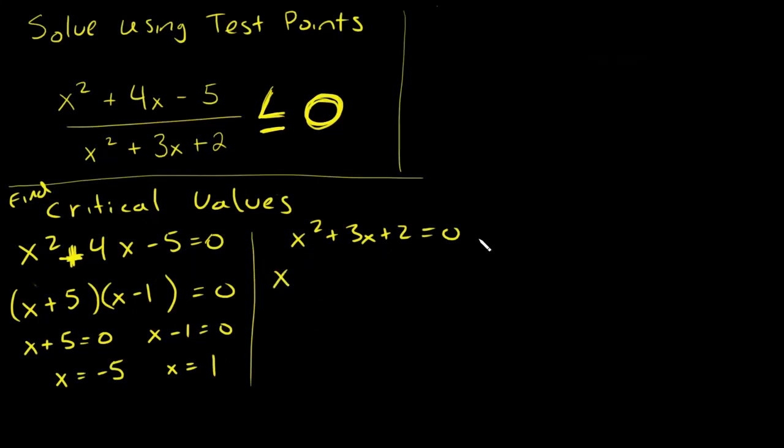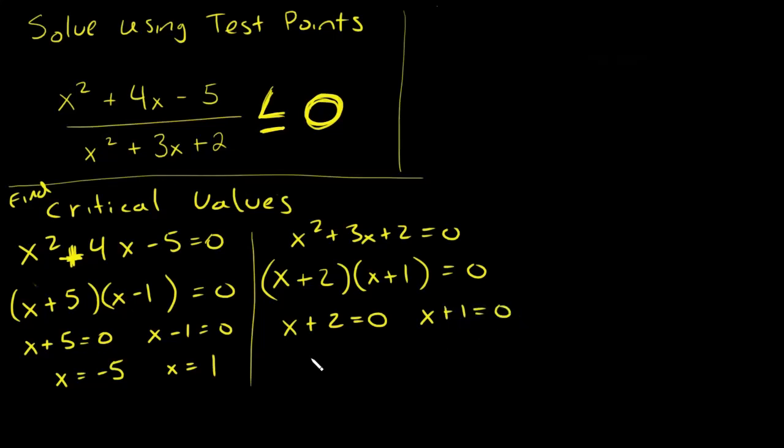And then for the denominator, let's do the same method. Multiply them together and you get +2, add them together, you get +3. So that would be +2 and +1. Set both pieces of the product equal to 0, and you get x equals -2 and x equals -1.